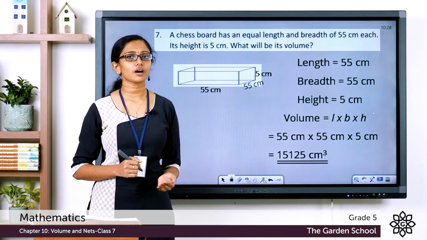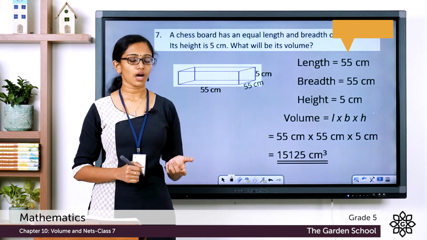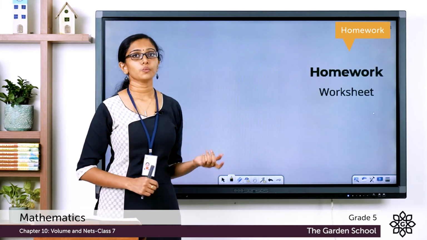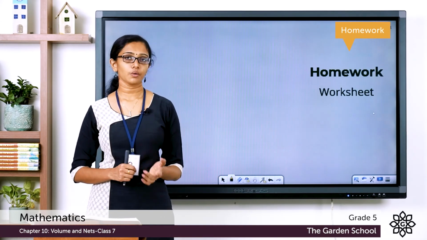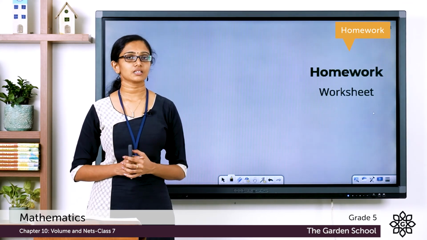Please go through all the concepts and the exercise that we learned in this chapter once again. Then as a homework, you have to do a worksheet and it is in page number 163. So once you're done with it, you can take a picture and send us through Teams.